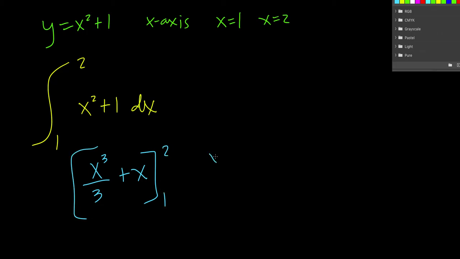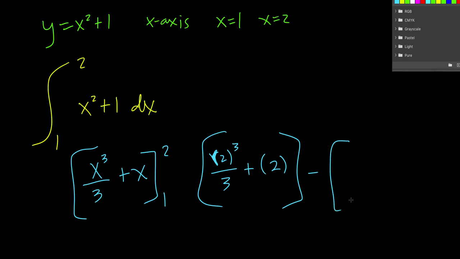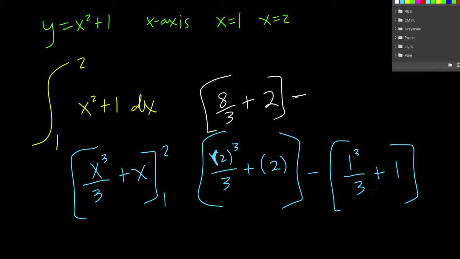So if I plug in 2, I get 2 raised to the 3 over 3 plus 2. And then I'm going to plug in a 1. So 1 cubed over 3 plus 1. Okay, we just need to simplify this. So that's going to be 8/3 plus 2. And then minus 1/3 plus 1.